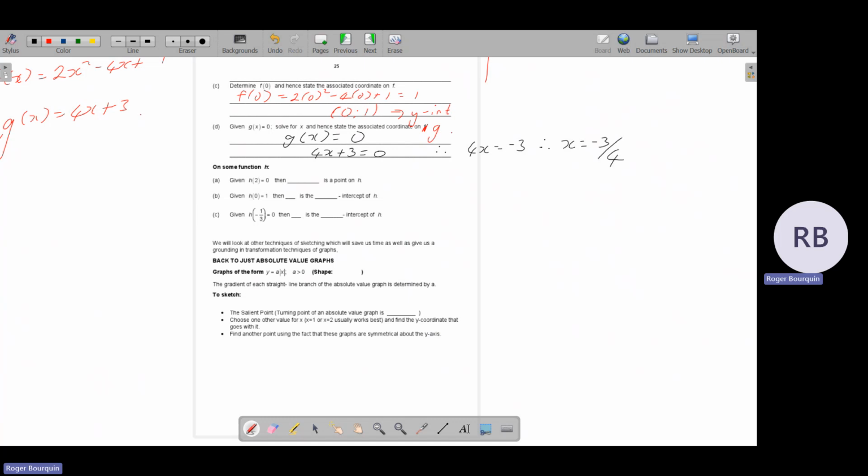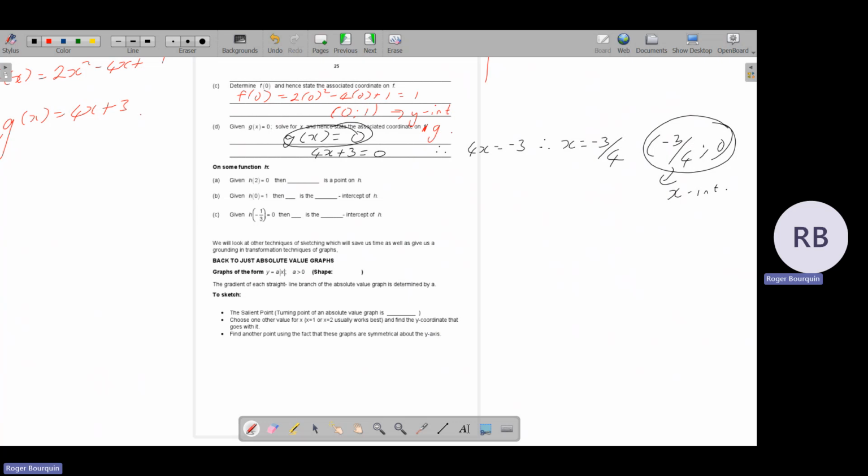So what are you getting there for x? -3 over 4. Good. So what's the point on the graph that you just worked out? -3 over 4, and 0. So if they say to you g of x is equal to 0, guys, what they're really saying is when the y coordinate is 0, what is the x coordinate that goes with it? This thing over here is called the x-intercept.